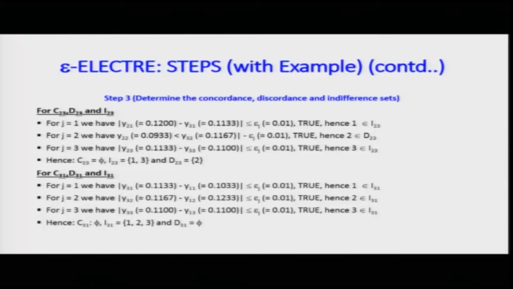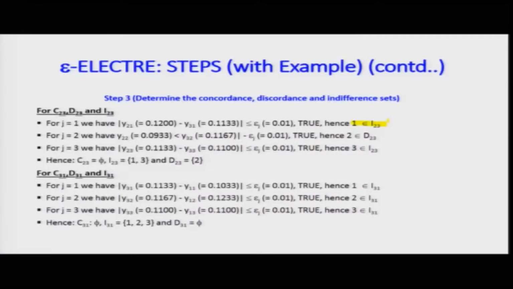So, corresponding to j is equal to 1, 2, 3, which are the criteria, again considering the fact that we are taking epsilon as 0.01, which is just a simplistic assumption, we have the value again. Now here I will try to use different colors: in the indifferent set it will be yellow, in the concordant set it will be green, and in the discordant set it will be red. So, 1 falls in the indifferent set, 3 falls in the indifferent set. So, it is 1 and 3.